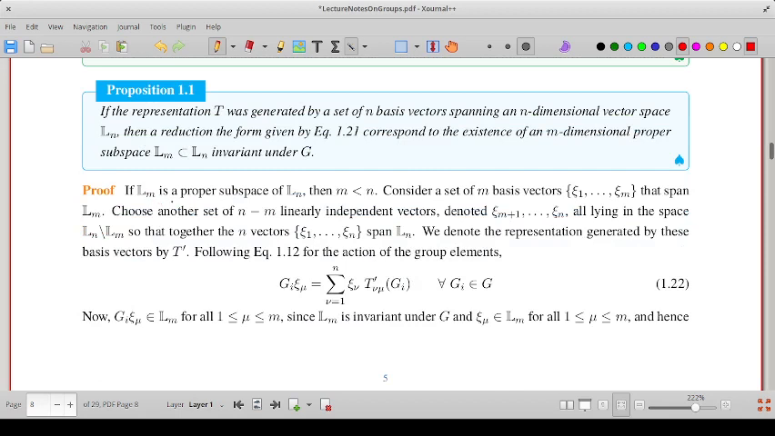So we start by assuming that Lm is a proper subspace of Ln. That means the dimension of Lm, which is given by m, should be less than n. Now, Lm is a subspace of Ln and its dimension is less than n, so there will be vectors in Ln that are not in Lm. If we consider a basis for the space Ln, we can first consider a set of m basis vectors that span the subspace Lm, and we label them as C1, C2, etc. up to Cm.